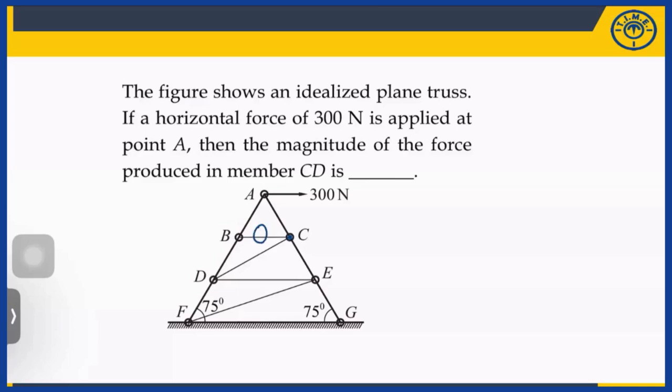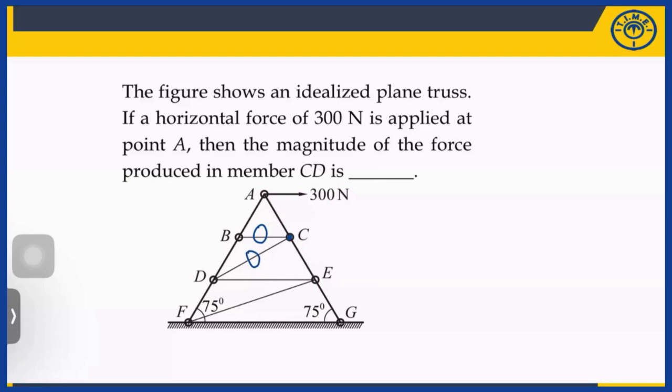Again, just move to C. How many members are meeting now? This is already a zero force member. Now you just tell me how many members are meeting? Three, sir. So AC and CE, again they are collinear, no? Yes, sir. So force in member CD value is zero.